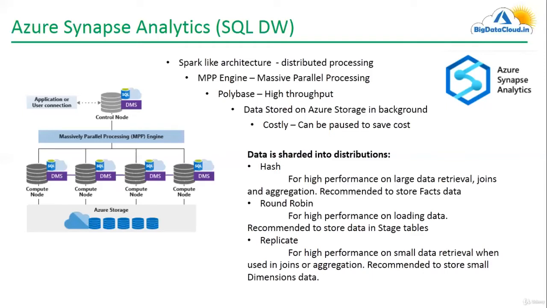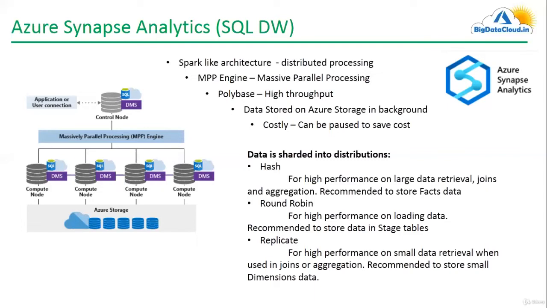In Spark, we have a header node, which is also called the driver node in Databricks, and then worker nodes, which help distributed processing of the data. In the same way, Azure SQL Data Warehouse has a control node and compute nodes. Data is stored on the Azure storage in the background.